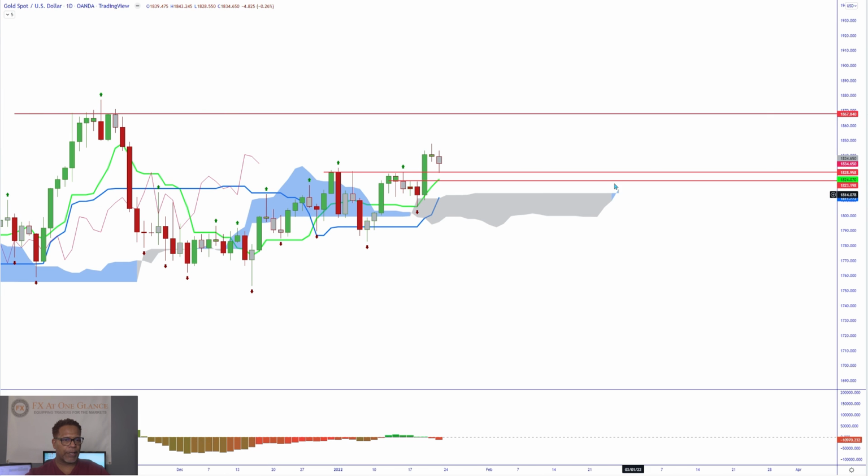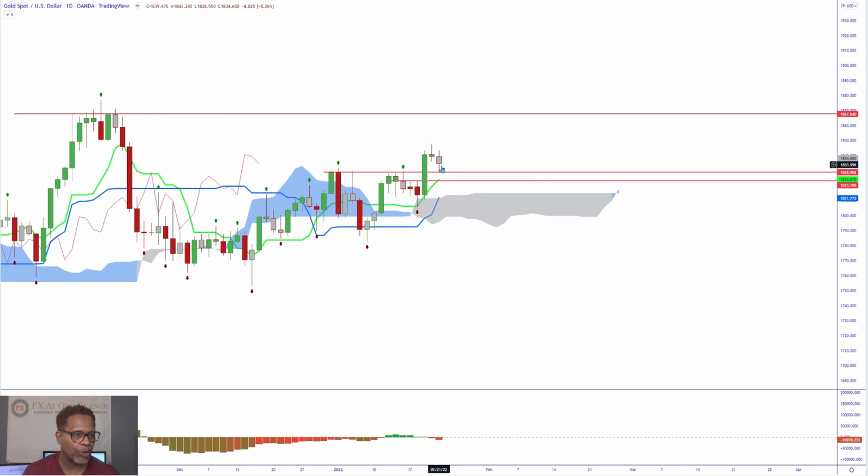We're starting to get good angulation on the cloud. We just got a Kumo twist. Nice angulation on Tenkan-sen and Kijun-sen. Chikou span is above price. Price is above the cloud. We're violating bull fractals, not violating bear fractals. So the market's going to continue in this direction until structure is broken. And that's what I see. And I like this move higher.